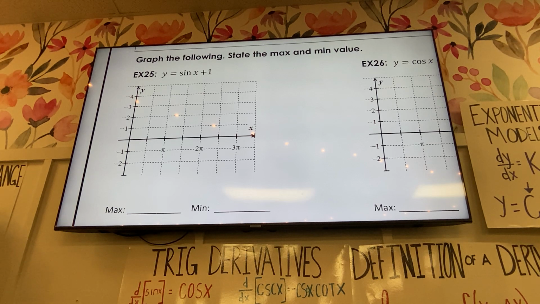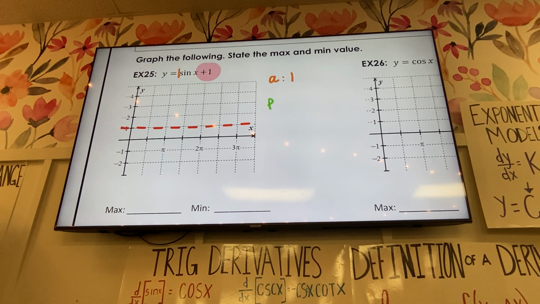Now, the first thing you graph is the midline. So I'm going to do a little dotted line at +1. And I'm going to use that line like we used the x-axis in the previous examples. But I still need to figure out the amplitude, the period, and all of those things like we did before. So on 25, what would your amplitude be? 1, because there's an understood 1 right there.